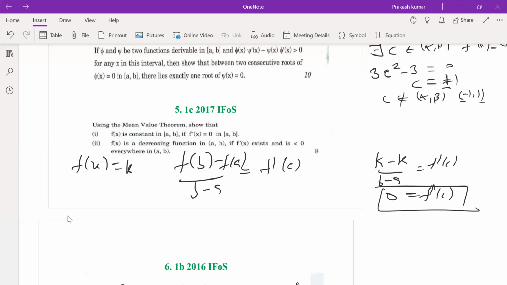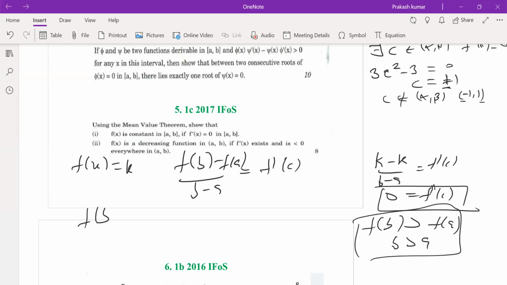Similarly, if f(x) is a decreasing function in (a, b), if f'(x) exists and it is less than 0 everywhere, this you have to show. That is, you have to show that f(b) is less than f(a) if b is greater than a. How can you show? Using Lagrange's mean value theorem again. So I have f(b) minus f(a) is equal to f'(c) into (b minus a).